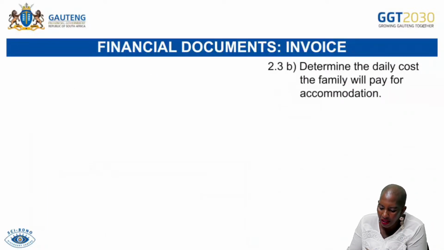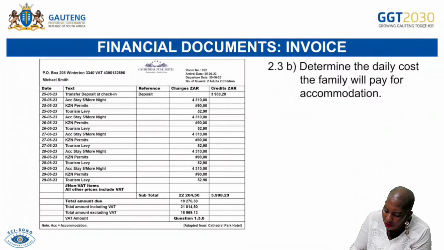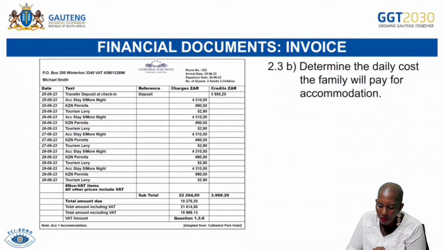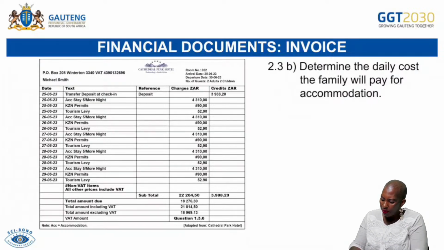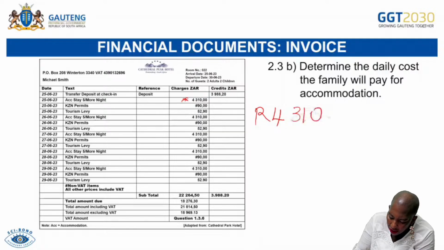And then determine the daily cost of the family. Determine the daily cost the family will pay for accommodation. So now, what will be the daily cost now? So on a daily basis, this is what the family will pay. It says accommodation stay 5 or more nights. So it means it's how much? 4,310.